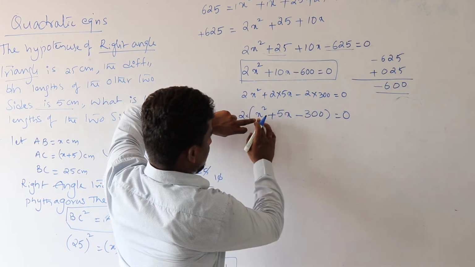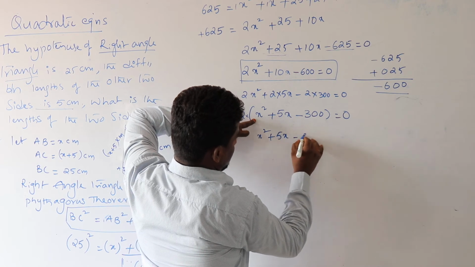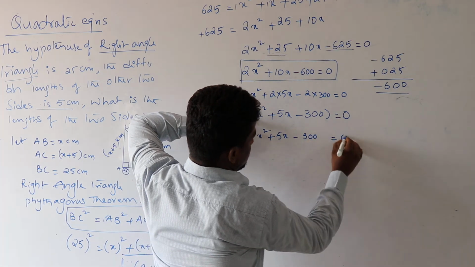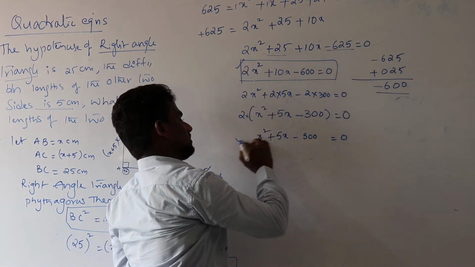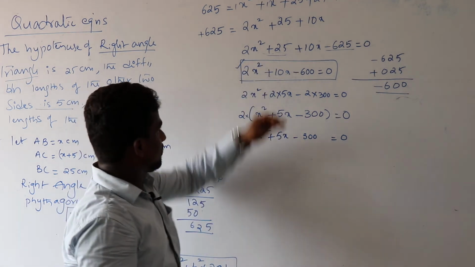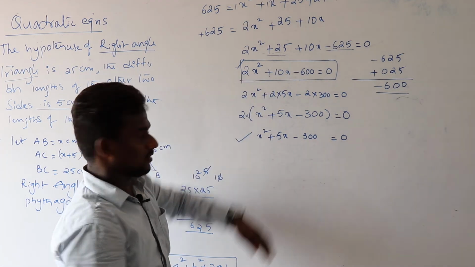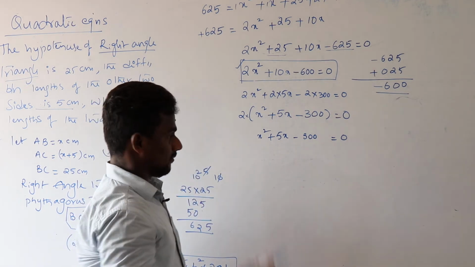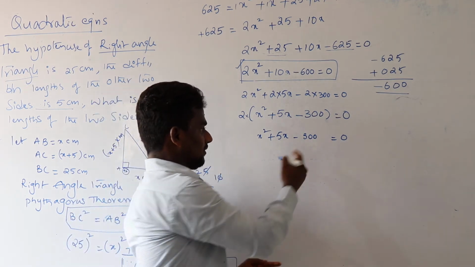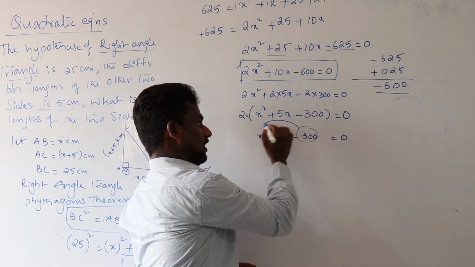So the remaining equation is x square plus 5x minus 300 equal to 0. This is a quadratic equation. We are just reducing it to the quadratic equation form. Next, in the factorization method, this 300 is multiplied by which value?